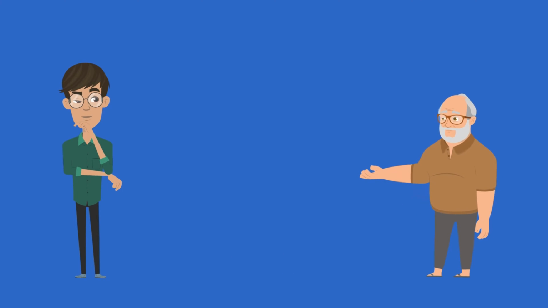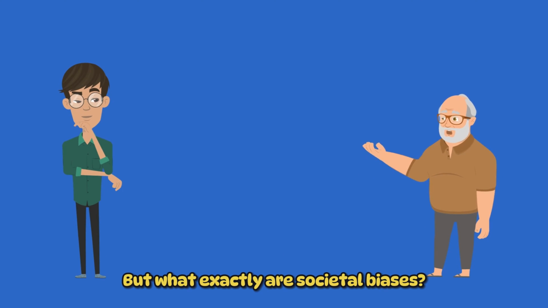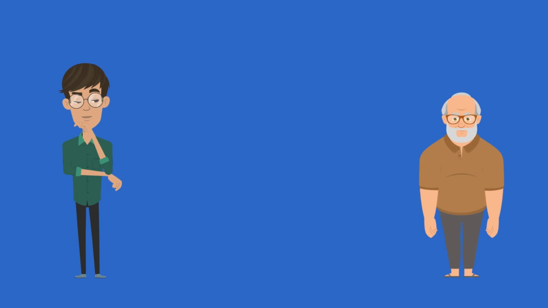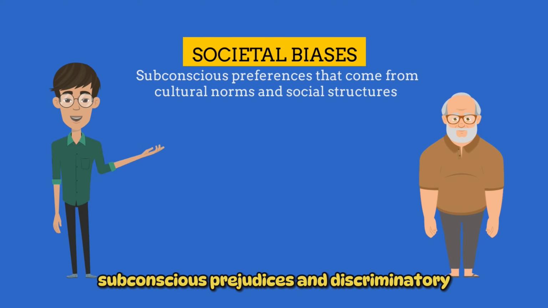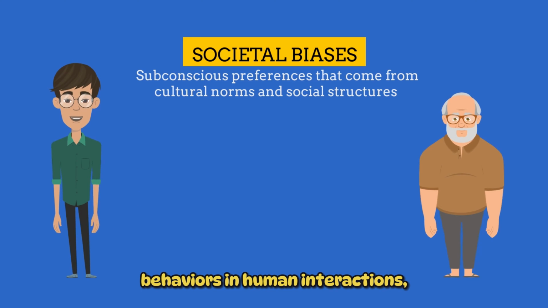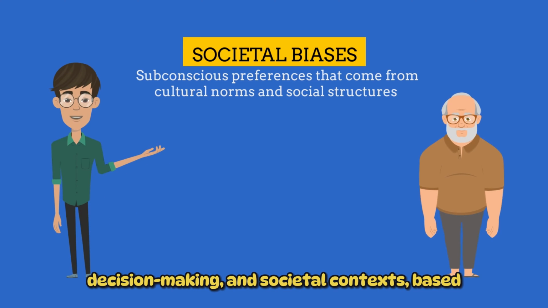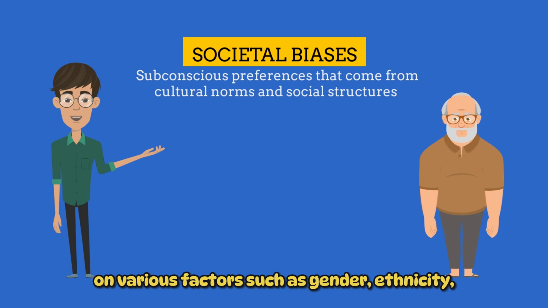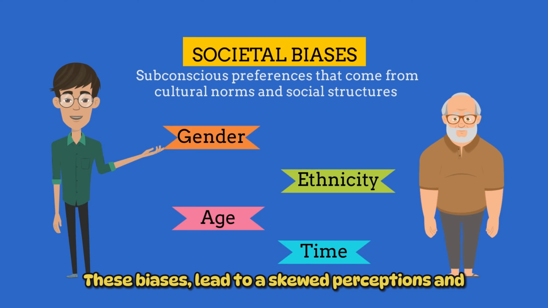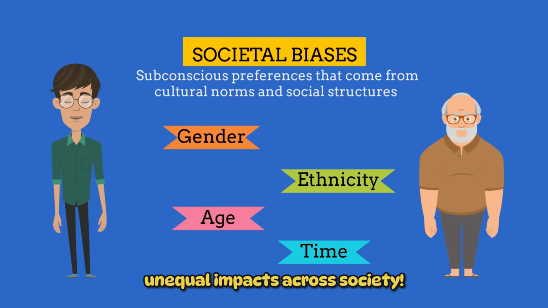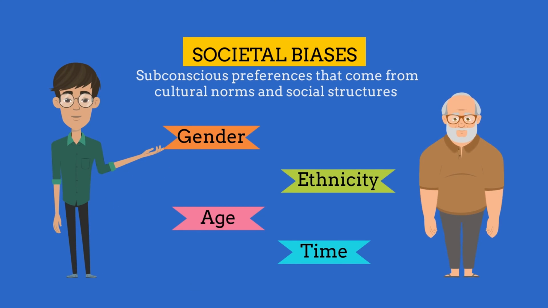Hold on. But what exactly are societal biases? Well, societal biases are the often subconscious prejudices and discriminatory behaviors in human interactions, decision-making, and societal contexts, based on various factors such as gender, ethnicity, age, and historical periods. These biases lead to skewed perceptions and unequal impacts across society.